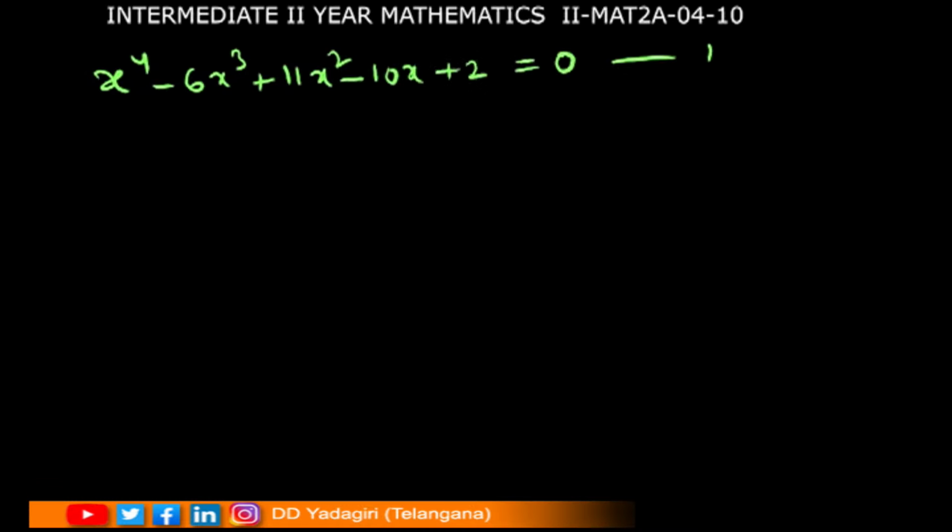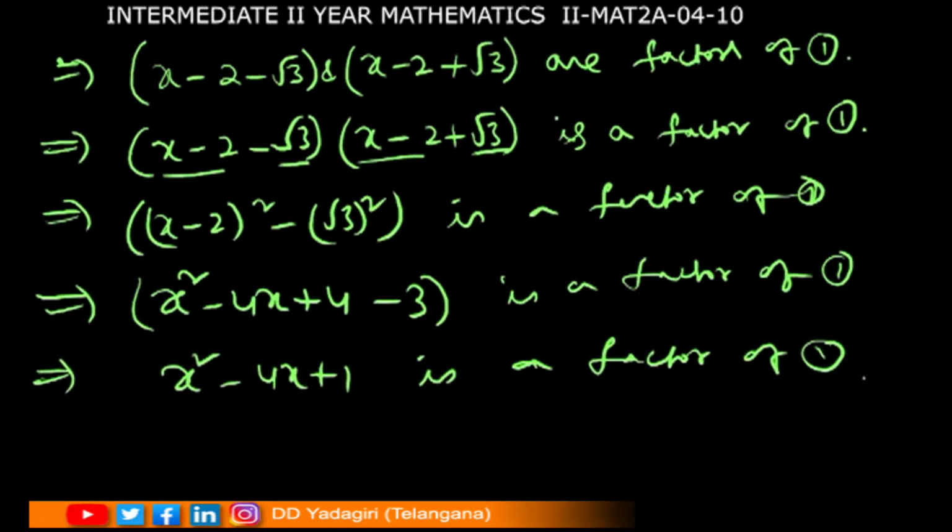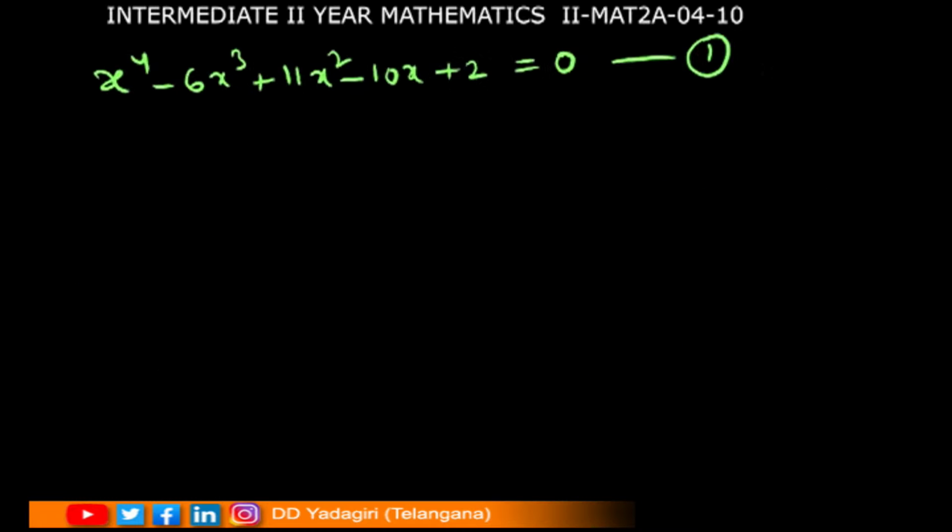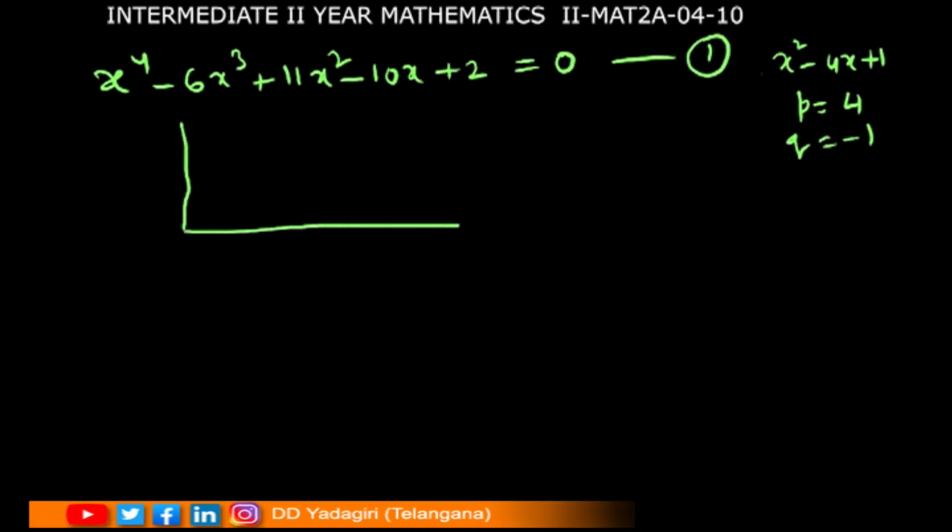Now by synthetic division, let us divide this by x square minus 4x plus 1. So what is the p value? p is 4, q is -1. So let us write 1, the coefficients -6, 11, -10, 2. So 4 and -1, 0, 0, 0, and this is 0. Now do the synthetic division to get the quotient.